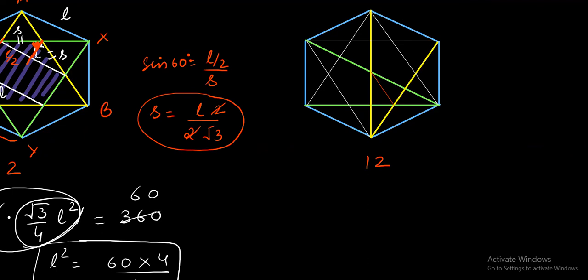So here I'm writing down the vertices as, let this be X, Y, and Z. And this one is A, B, C. Okay?